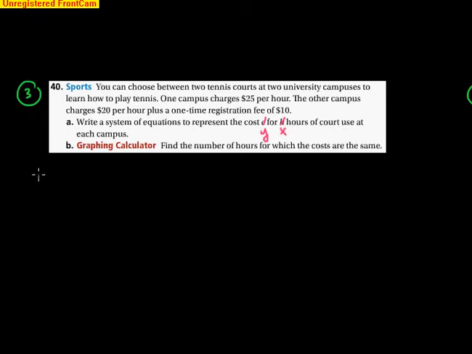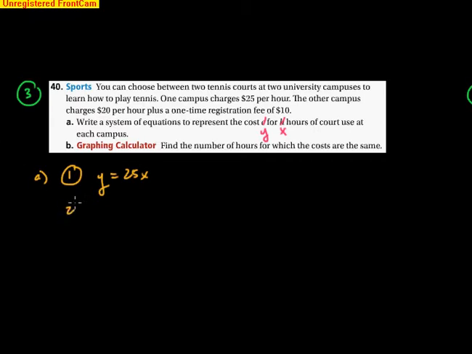Okay? So let's start with part A. So x is the number of hours, y is the cost. So let's go with the first campus. On the first campus, all they do is charge $25 per hour. Per hour means put the x with the 25, and that's the total cost. Y, the total cost, equals 25x. That's it. There's no fee here. There's just a $25 per hour.